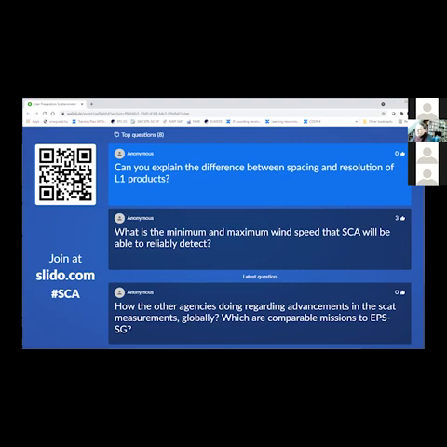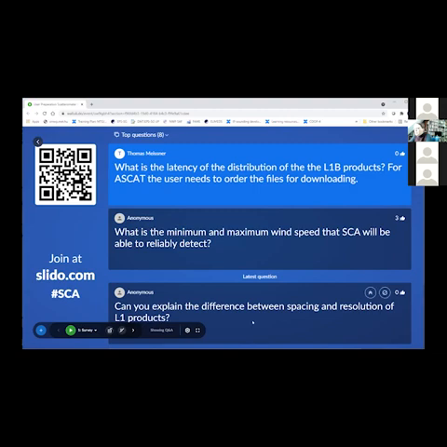I think there was one question related to the latency before. Maybe that was from Thomas, you answered that. Yeah, I think you answered that already. No, I was just referring to this comment. For ASCAT, the user needs to order the files for downloading. This is from the archive, actually. That's from the archive, but this is for users who don't have access to EUMETSAT. Yeah, if you do not have near real-time access, then yeah.